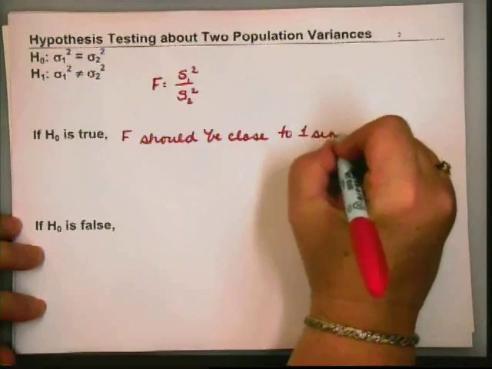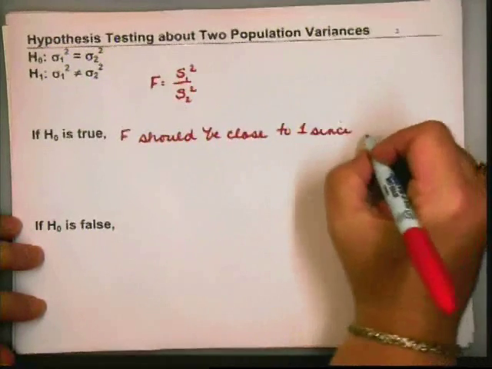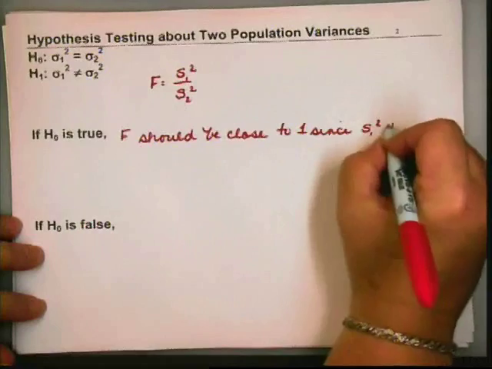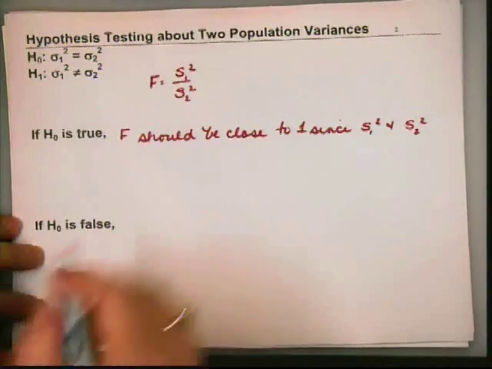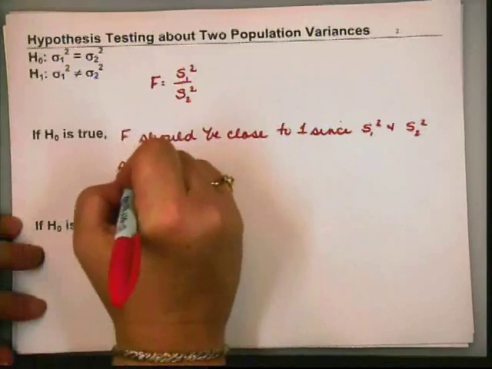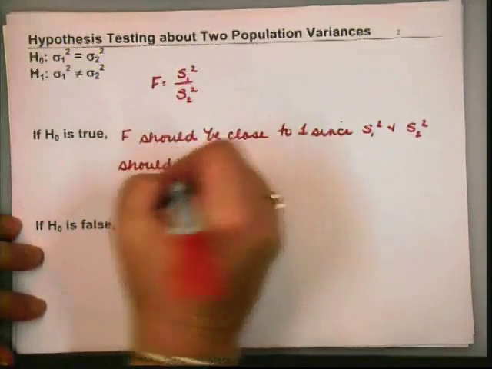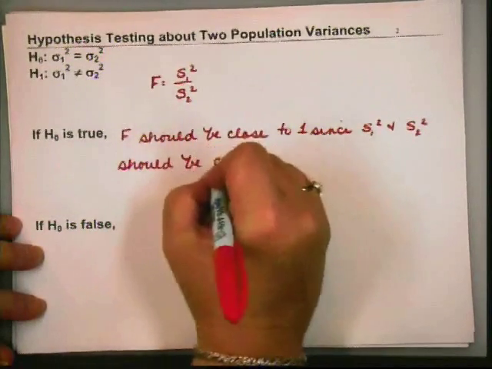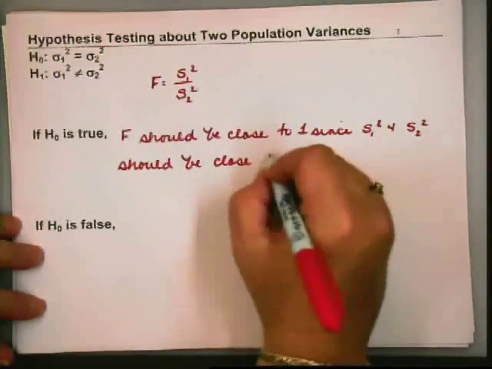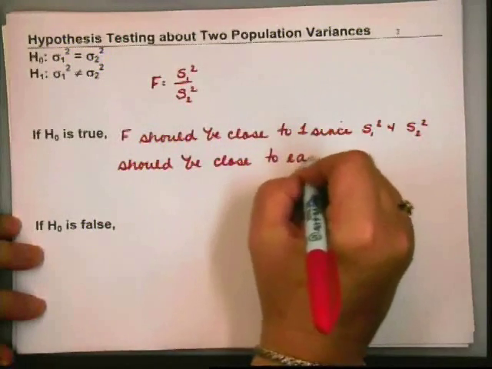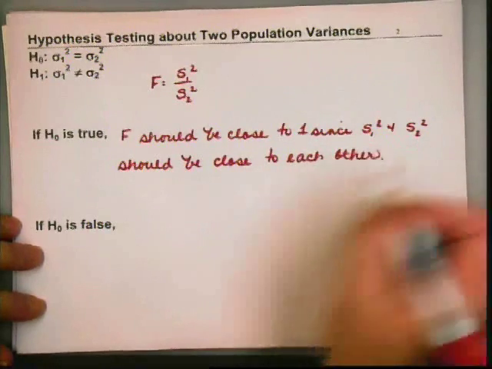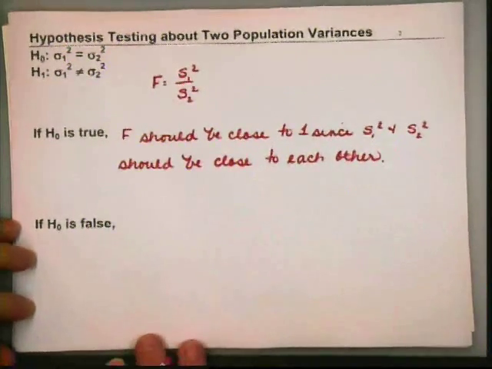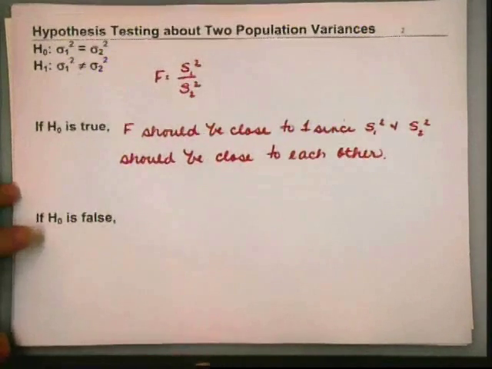Let's go ahead and write the explanation on there. Since S1 squared and S2 squared should be close to each other. Close to each other. That's kind of avoiding as much math speak as we can.